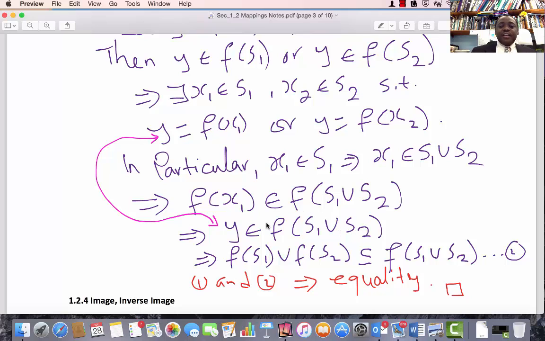But recall, this here is the left-hand side. So we picked an element in the right-hand side, and we have shown that the same element exists in the left-hand side. What does that mean? It means the right-hand side is a subset of the left-hand side, and we call that 2. 1 and 2 imply equality, and we're done.